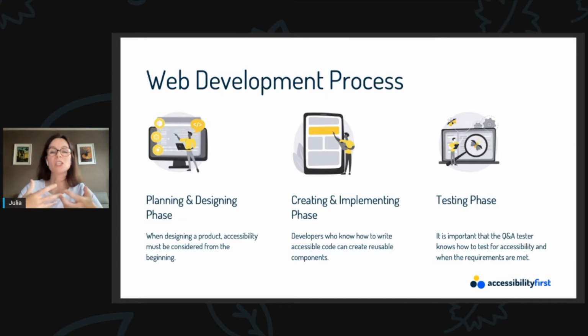Most of the implementation of accessibility into the process can be done in the design of the information architecture and user experience. Be aware of what to think about when designing a product with accessibility in mind.